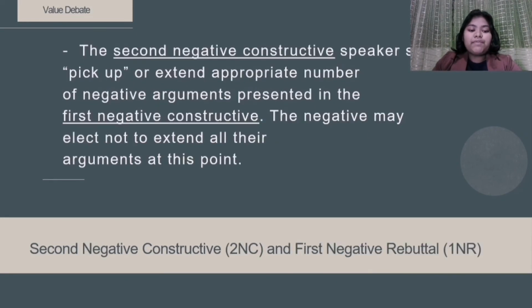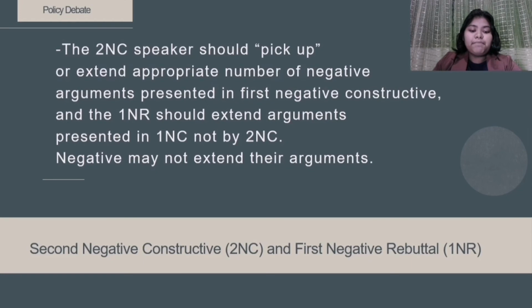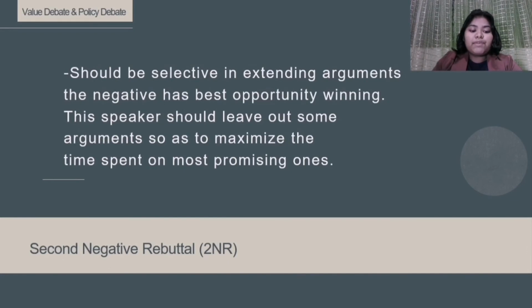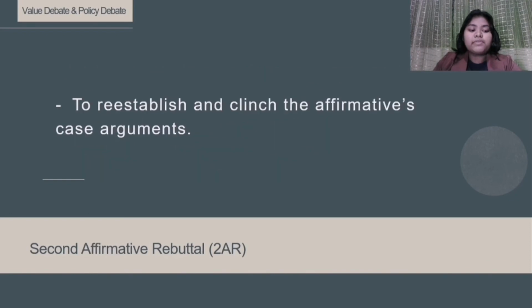The second affirmative constructive speaker must speak up or extend negative arguments, and both the first negative rebuttal and the second negative constructive speaker must efficiently divide this labor. In policy debate, same as in the value debate but should not be extended by the second negative constructive. The first affirmative rebuttal answers off-case and on-case attacks through the negative block, also extending case arguments. The second negative rebuttal should be selective in extending arguments and know when to leave out arguments. The second affirmative rebuttal should re-establish and clinch the affirmative case arguments.